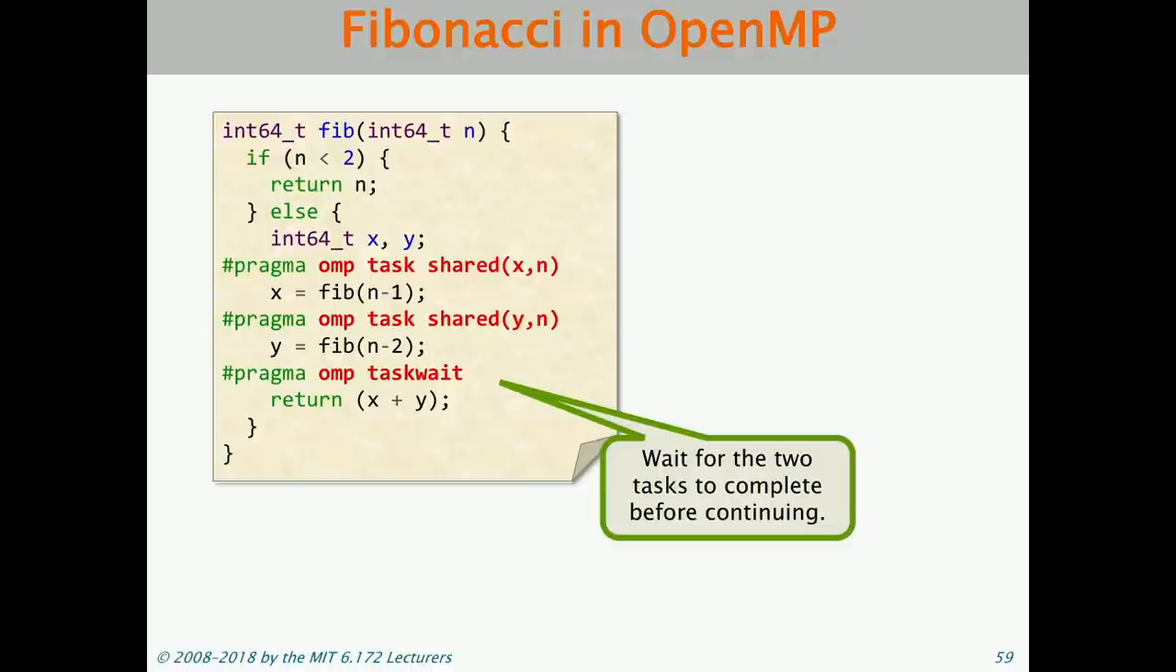And then the pragma OMP wait just says we're going to wait for the preceding task to complete before we continue. So here it's going to wait for fib of n minus 1 and fib of n minus 2 to finish before we return the result, which is what we want. And then after that, we just return x plus y. So that's the entire code.